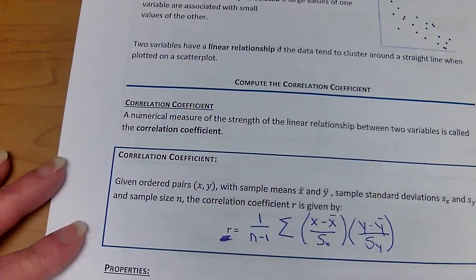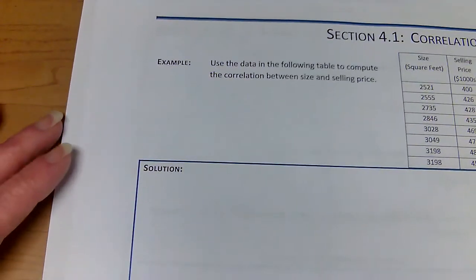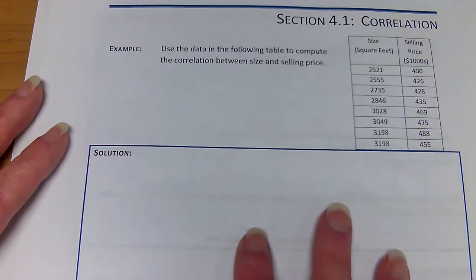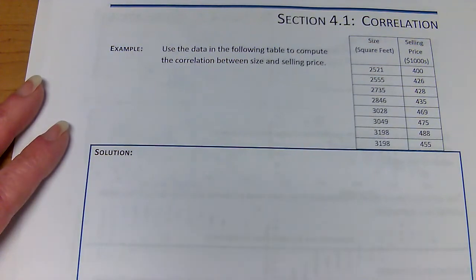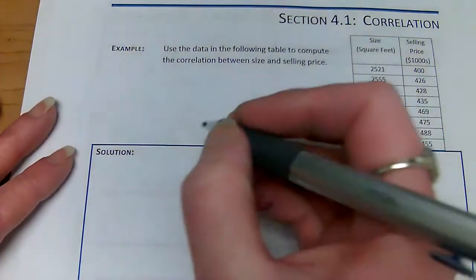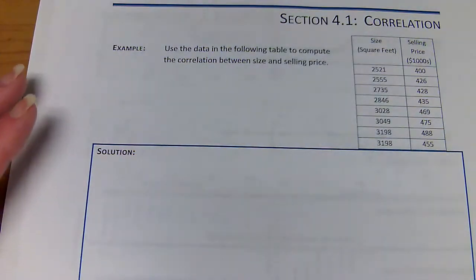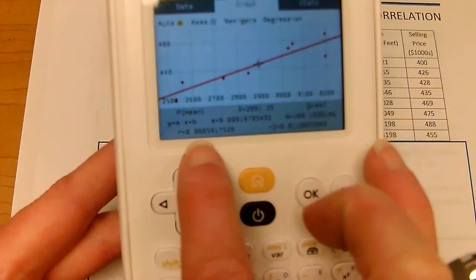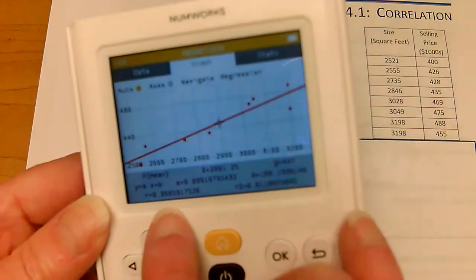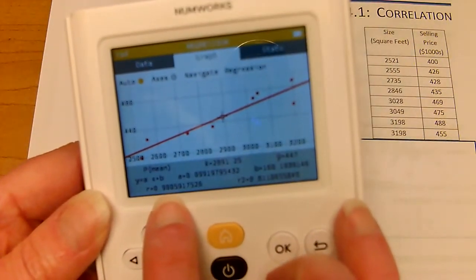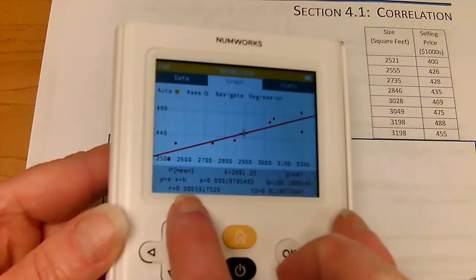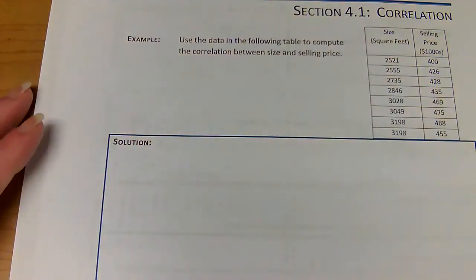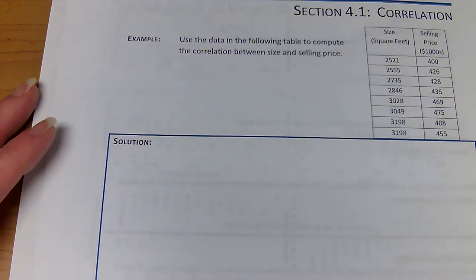Now, as I said, we could do this by hand. I don't really want to. I'm going to go ahead and show you how to do it in the calculator. On the NumWorks calculator, if you look at the very bottom, it has an R value, and it's hard to see, but it actually gives me what R equals. I've got a glare. There, it gives me right there. I'm going to show you how to do it in the TI as well. So the NumWorks calculator automatically gives it to me.